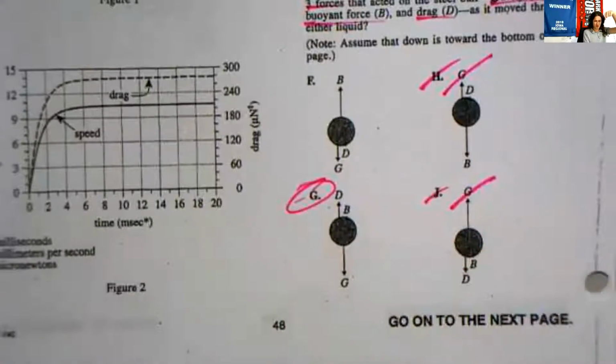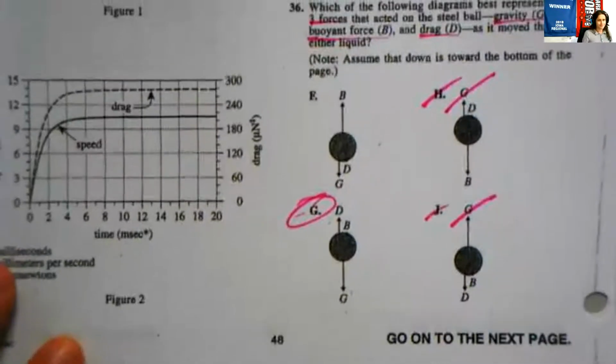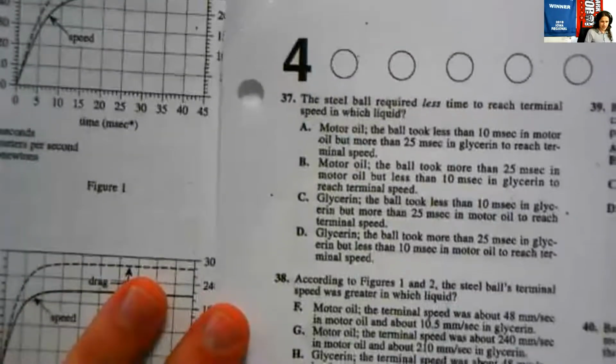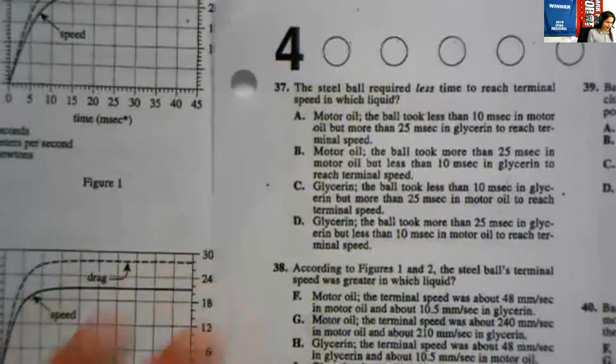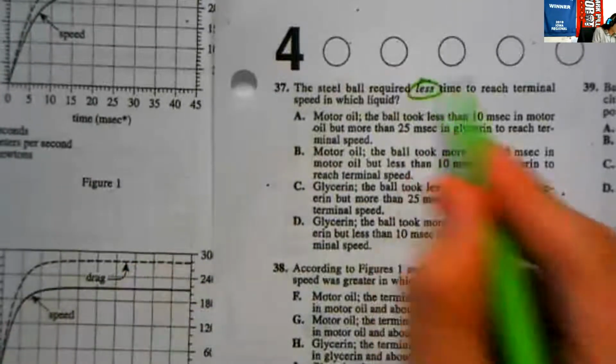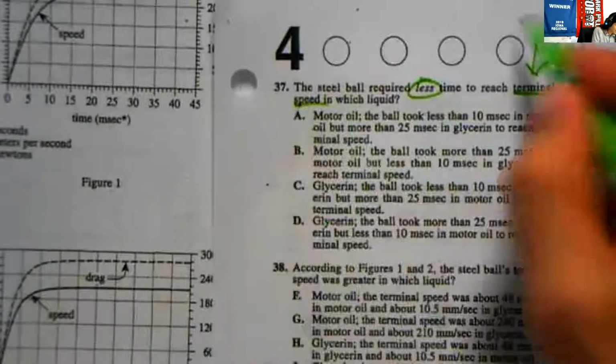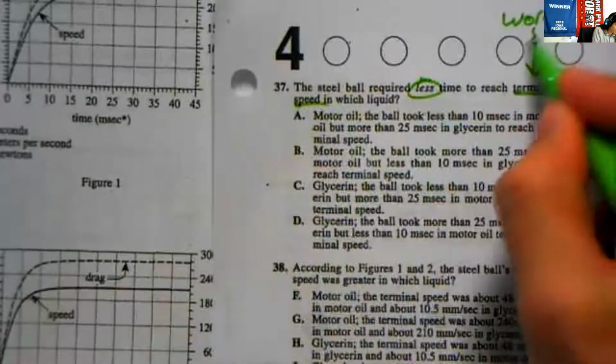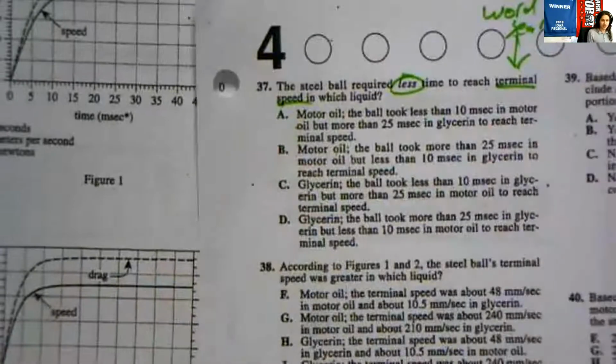This ball's falling down through a liquid. As it's falling down, imagine falling into syrup or something. You're not going to hit the bottom as quick as if you're falling into water. Don't jump into syrup. Number 37. A steel ball required less time to reach terminal speed. You don't know what that is. That's going to be a word search. In which liquid?